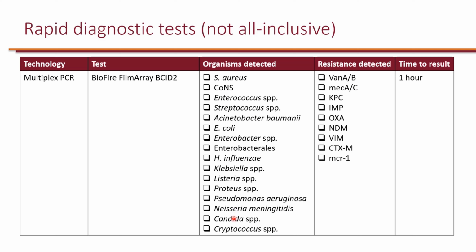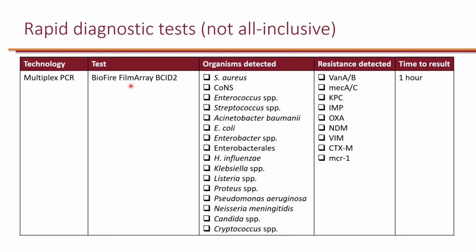Now, if it doesn't detect any of these, it doesn't mean that the patient doesn't have an infection. It just means that it could be something that's not on the list. And of course, occasionally there could be a false negative, right? It could be that somebody has one of these and the test just couldn't detect it, and that's extremely rare because these tests have an extremely high sensitivity.